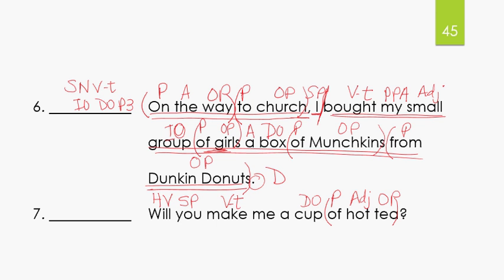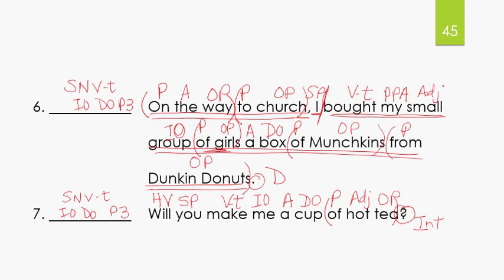Making a cup for whom? Me. For whom? There's your indirect object. Article adjective A. Let's write in our sentence pattern. Subject noun, verb transitive, IO, DO, pattern 3. All right, now let's go to the end of the sentence. Question mark, question, interrogative sentence, INT.